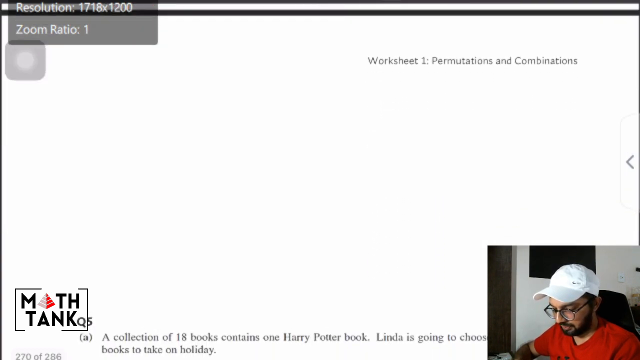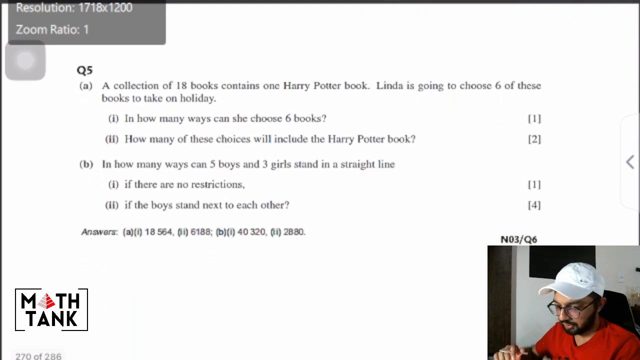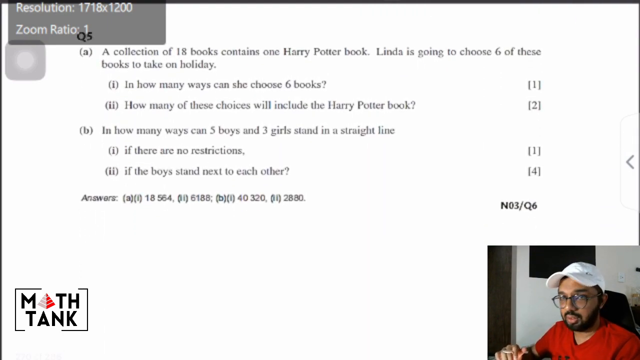Okay, moving on. Let's look at this question. It says a collection of 18 books contains one Harry Potter book. Linda is choosing 6 of those books to take on a holiday. So she's choosing right now.